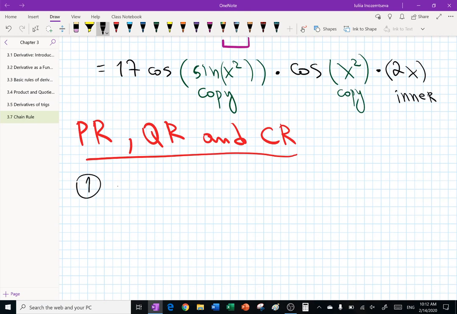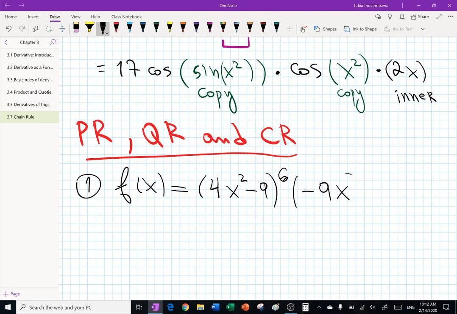Just be careful. f of x is (4x squared minus 9) raised to the 6, times (negative 9x squared minus 4) raised to the 14. Yes, so this is what you're going to have in the mastery exam, exam 2, and final exam. Functions like these. We give you a product of several functions, a quotient has several functions, and all of them or some of them have chain rule. Because this is basically what you're actually going to have at your job. This is what they're going to be checking. This is what they assume you're really good at.